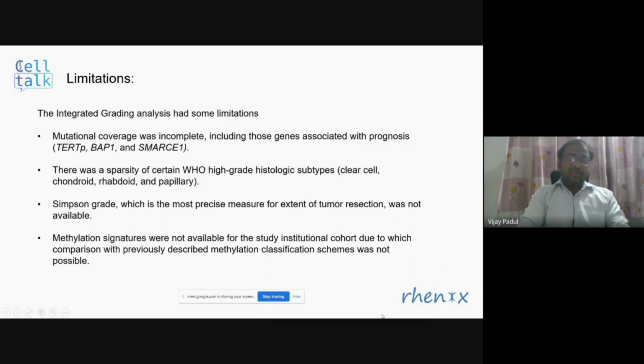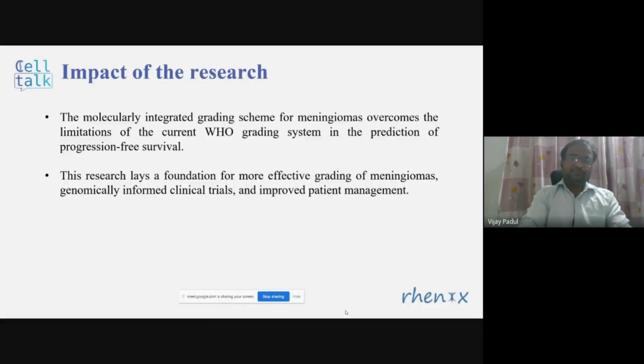clear. And then again, the Simpson grade, which is the most precise measure of the extent of tumor resection, was not available, so it was not included in this study. And methylation signatures were not available for the study in this institutional cohort. So earlier studies which had shown the classification impact of the methylation features, that comparison cannot be done.